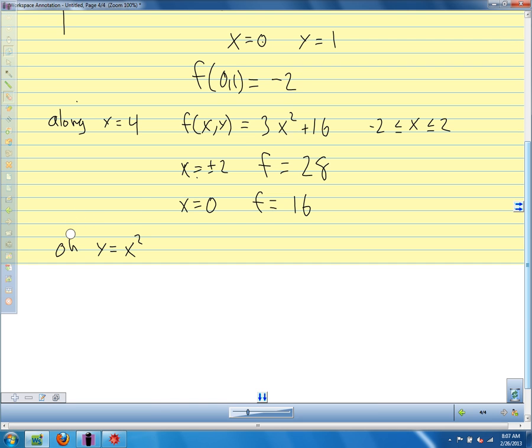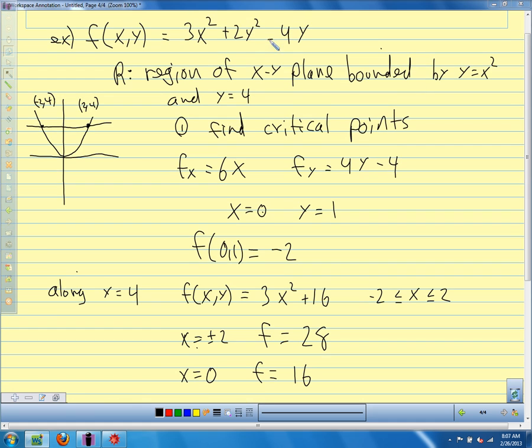So on y equals x squared, we're going to find our function value. I'm going to plug x squared in for y. Our function turns out to be 2x to the 4th minus x squared. I just plugged in x squared for y into our function here and then simplified.